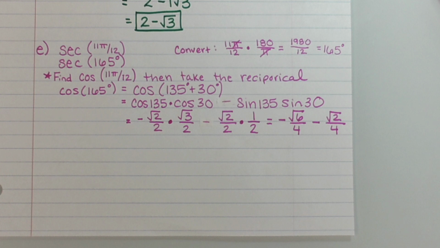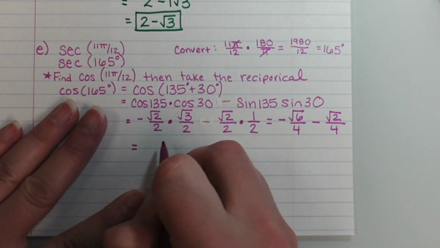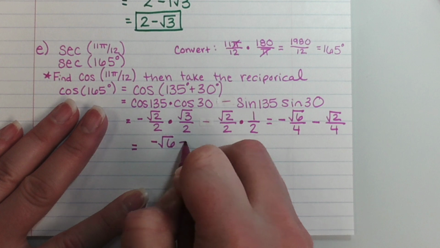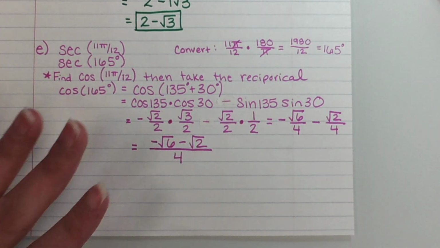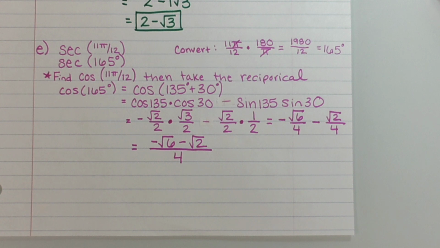You'll find that the sum and the difference identities, very, very often for sine and cosine, will have square roots of 6, square roots of 2s, and over 4s. The difference will be what's positive and what's negative. Negative square root of 6 minus square root of 2 all over 4. Is that what I was looking for?